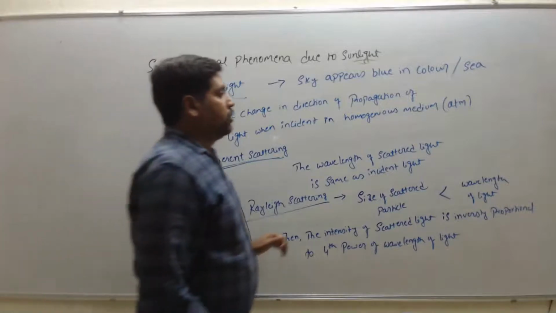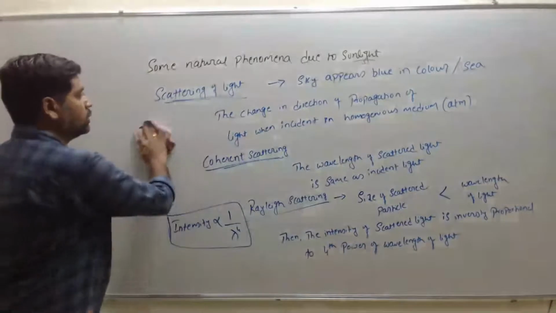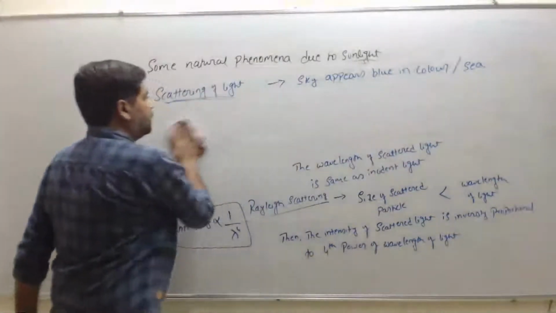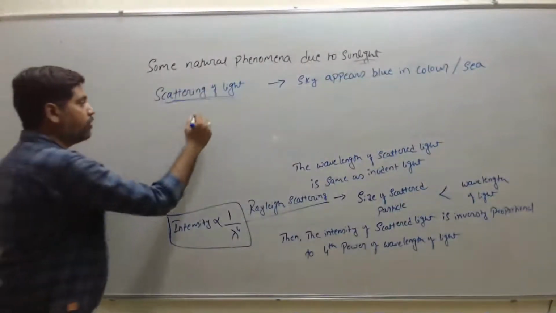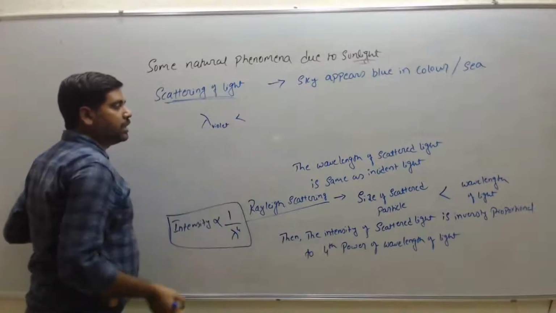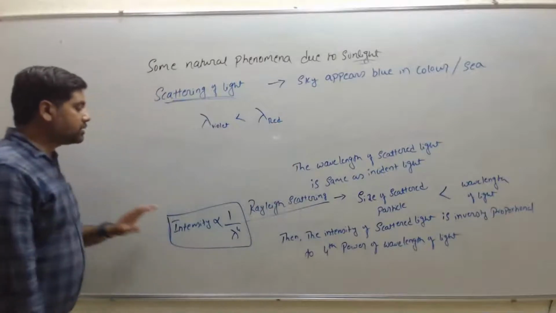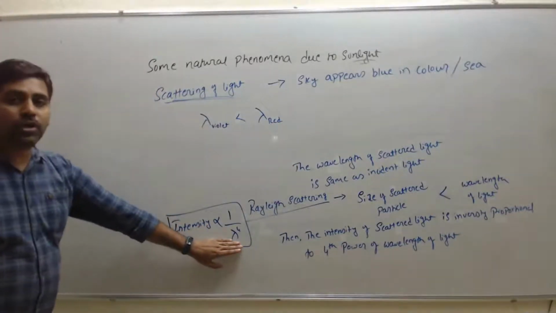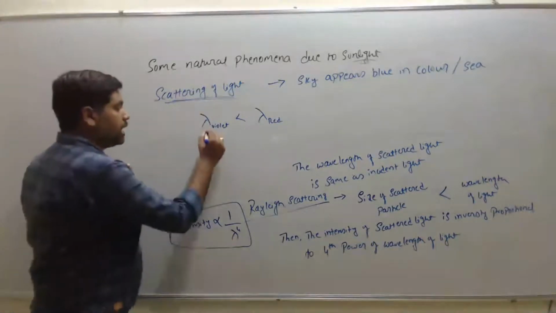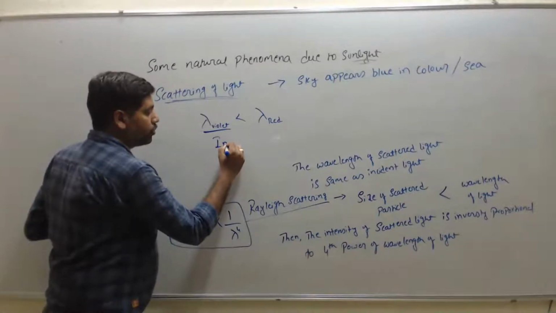If we have light, the wavelength of violet light is less than the wavelength of red light. As intensity is inversely proportional to lambda to the power of 4, the lambda value of violet light is less, so its intensity is more.